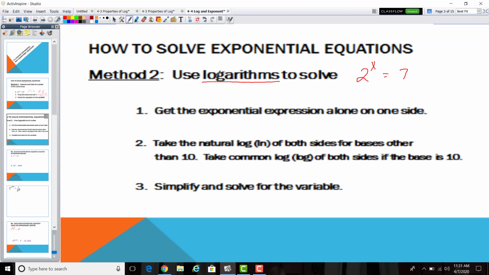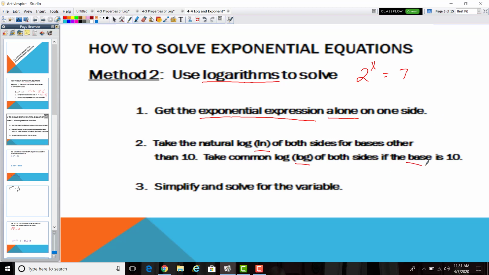In this method, we want to make sure our exponential expression is alone. So if I have something added, subtracted, multiplied, divided to that exponential expression, I'm going to have to use my inverse operations to get rid of it. Then I'm going to take the log of both sides. Now, whether you use ln or log, natural log or common log, doesn't really matter. In my math lab, they're going to tell you express your answer in natural log or express your answer in common log. That will tell you which base to use.